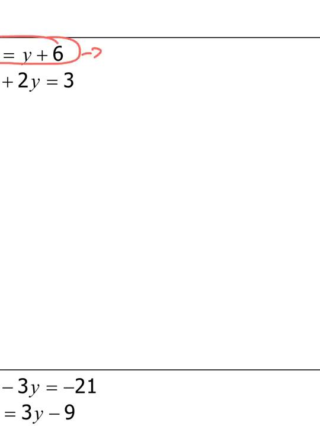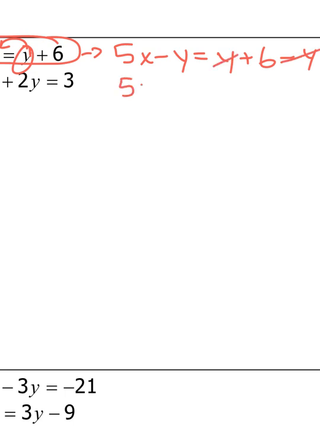So I'm going to take a step, and to get y to this other side, I have to subtract. So we subtract y from both sides. I should put a regular y here, just to illustrate what I'm doing. That way you don't get confused. I had a y plus 6, and now I'm subtracting y from both sides. So then when I do that, this y cancels out with this y, and now I have 5x minus y equals positive 6. Now this equation then I can bring down here, so I've got 5x plus 2y equals 3.